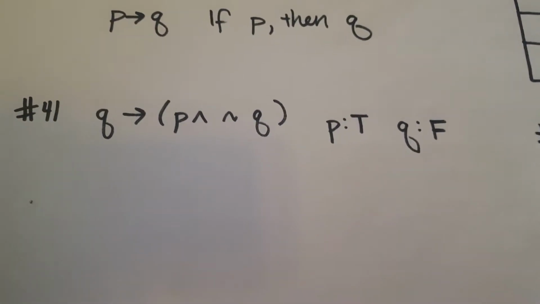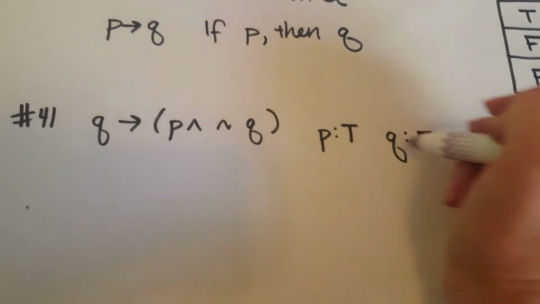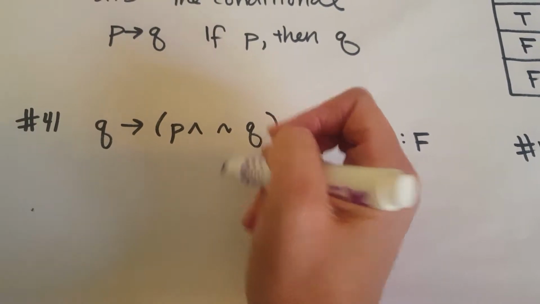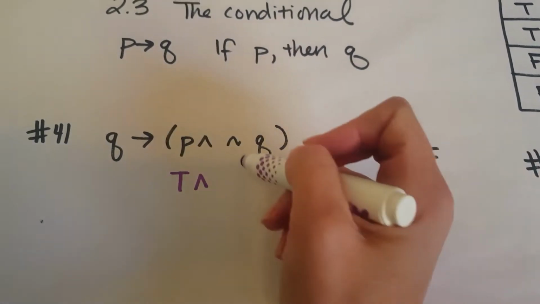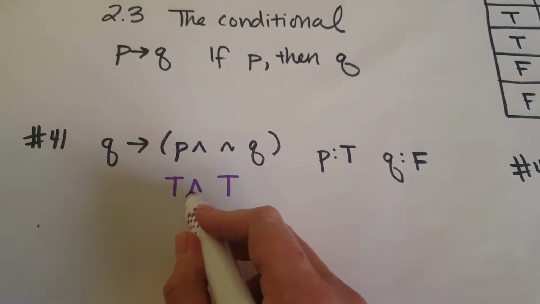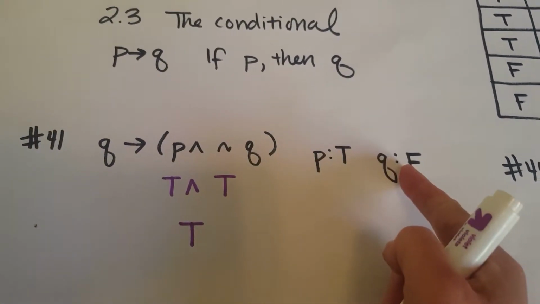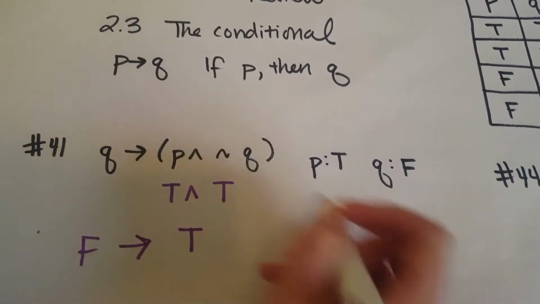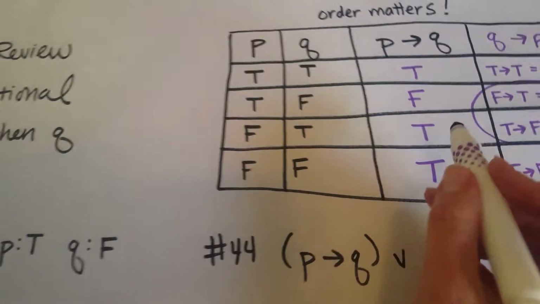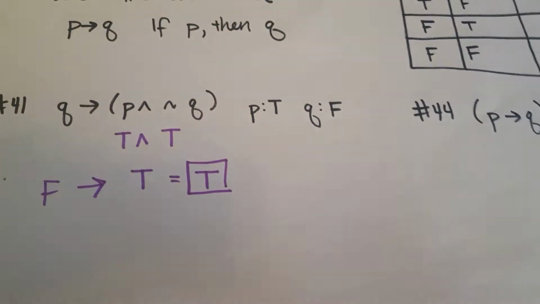Okay, we're going to do question number 41 from the homework. It has the conditional statement. It also has the and, or the conjunction. So what we're going to do here is P is true, Q is false. We'll start with the parentheses first. True and, well, Q is false, so not Q would be true. A true and a true, as we learned in section 2.2, is true. All right, now we're going to replace Q with a false. False, then true. As we just learned, a false, then a true is true. So the overall value of our statement is true.